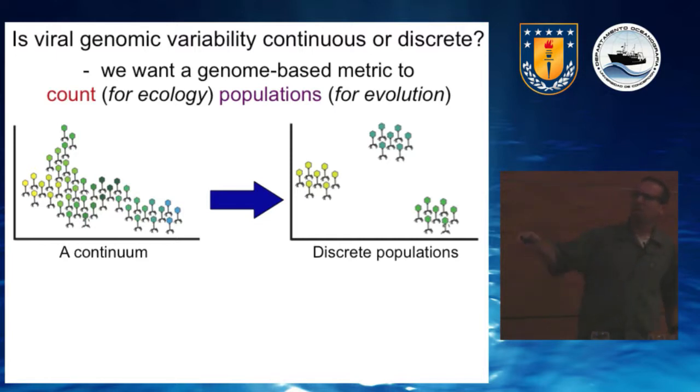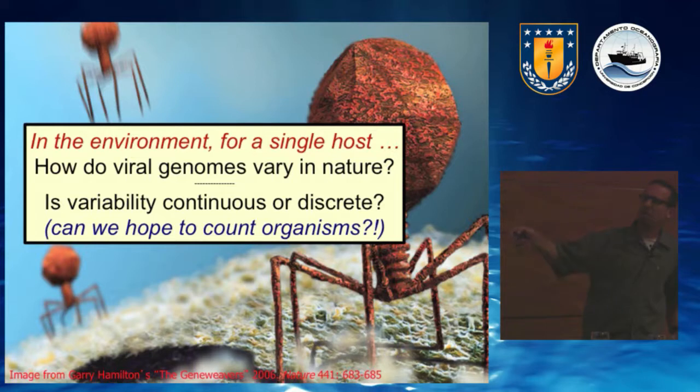So I've been interested for a long time in the simple question of, I have a single host cell, how many viruses are infecting it? I can count maybe 4 viruses here, but I'd like to know what are those different types or not. So we answer that question by going into the environment with a single host and asking, how do viral genomes vary in nature? And is variability continuous or discrete? Again, because we hope to count something, and count something that's evolutionarily meaningful.